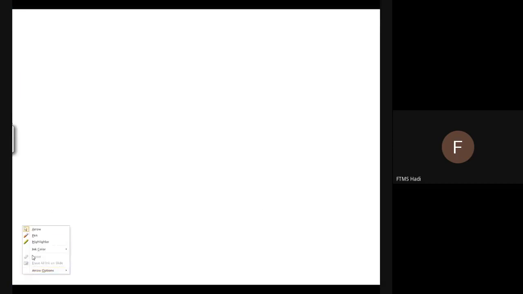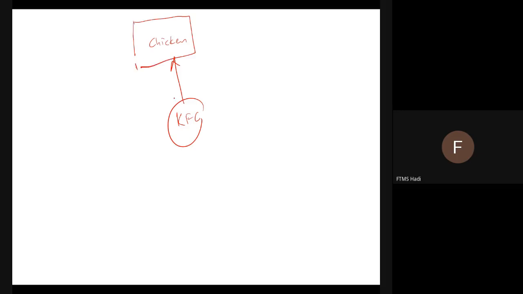Okay, let's have a look here. I give you an easy example, which is KFC. One of KFC's raw materials is chicken. Basically, KFC is selling chicken, chicken as a raw material. So therefore, KFC will purchase chicken from the supplier, that means the chicken supplier.